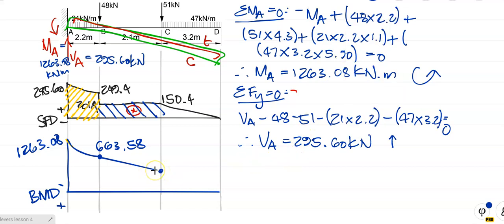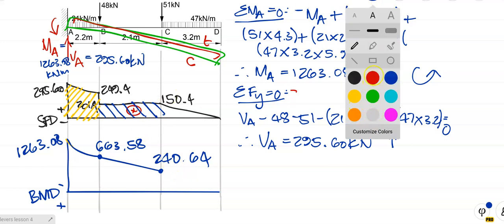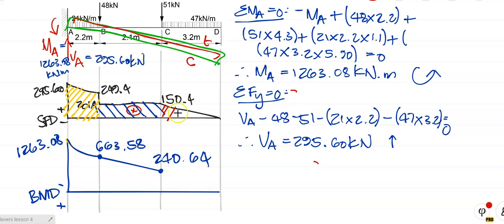And what's the value there? 240.64. Right. And how do I find the bending moment at the next point? To that negative value, I add the positive area of that little piece of triangle over there. Okay, so minus 240.64 plus half times 150.4 times the base, which is 3.2, and it should give you very close to 0. Okay, and of course it's a curve down to the bottom like so. Like there we go. Okay, to give you either 0 or very close to 0.